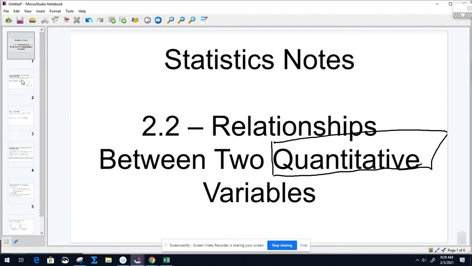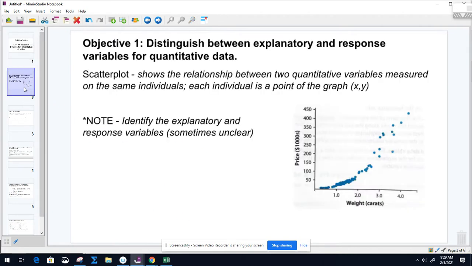So moving forward again, relationships between two quantitative variables. Our objective one is to distinguish between explanatory and response variables for quantitative data. So again, this is the whole X, Y idea. When we have those ideas, we've got to make sure the explanatory variable is the X and the response variable is the Y value. Okay, so again, this shows the scatter plot. We're going to deal with scatter plots in this section.